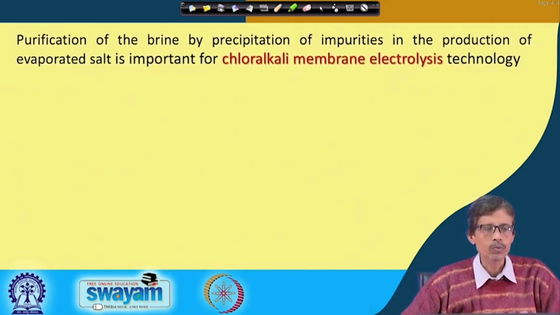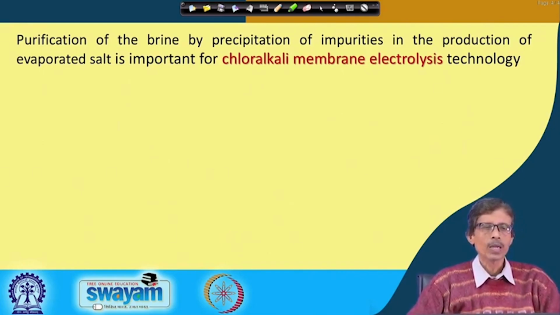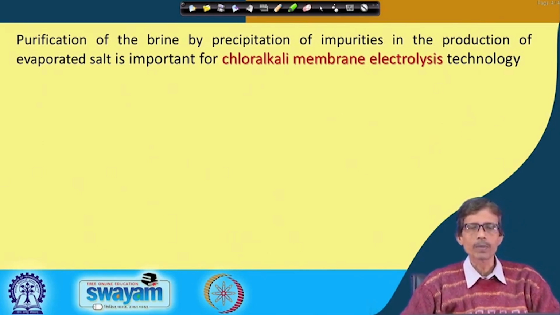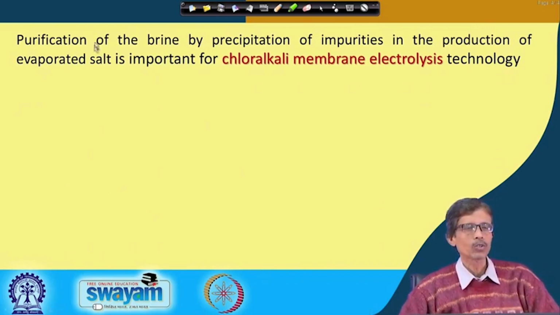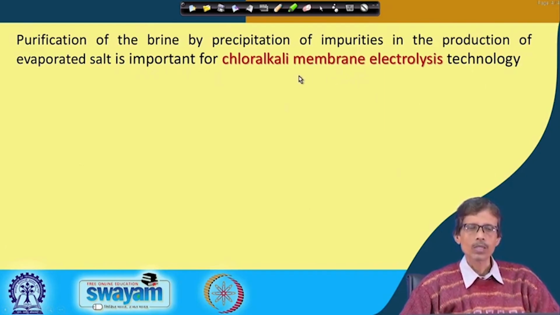So what we do typically from the starting material is the purification of the brine, that is the brine water, the concentrated sea water. We can also have precipitation of impurities in the production of evaporated salt. That is one important technique for purification of the table salt we consume as sodium chloride, through an evaporation technique. So getting this salt is very important for the type of electrolysis which we call the chloralkali membrane electrolysis technology.